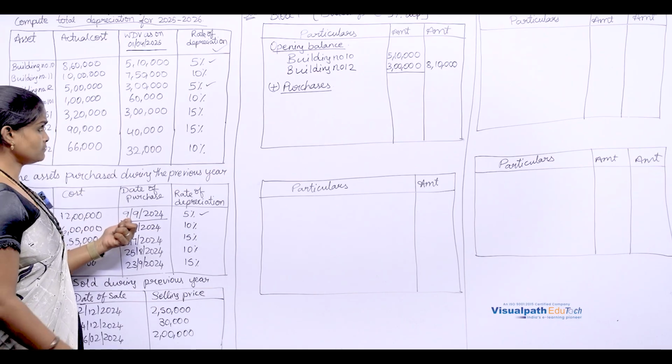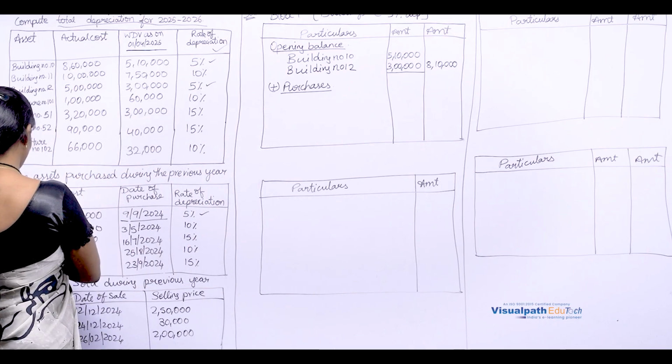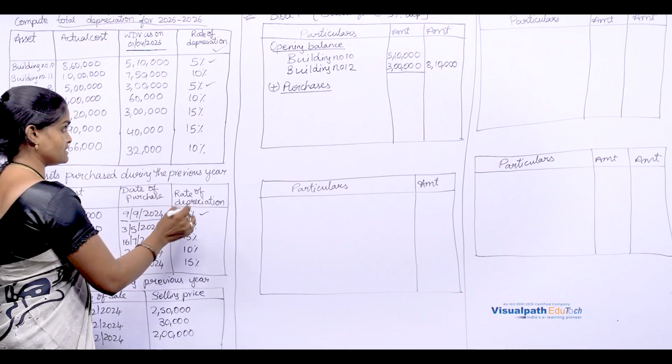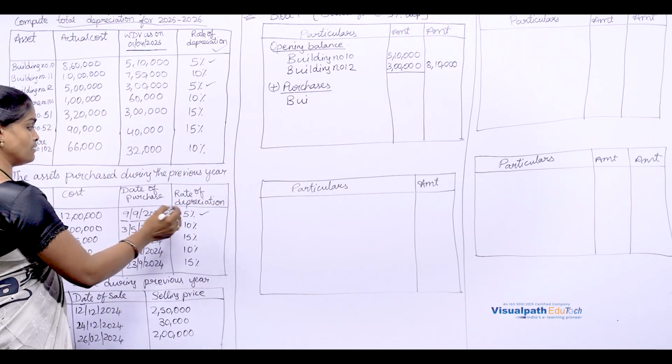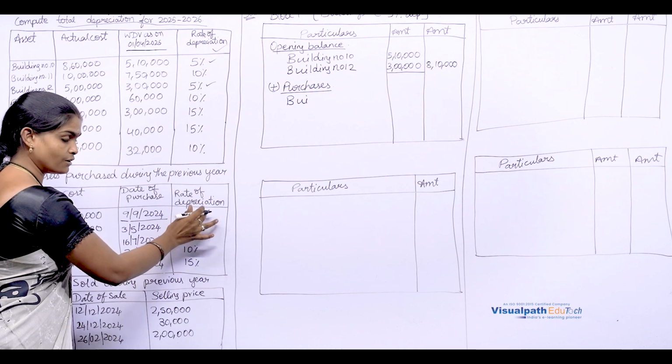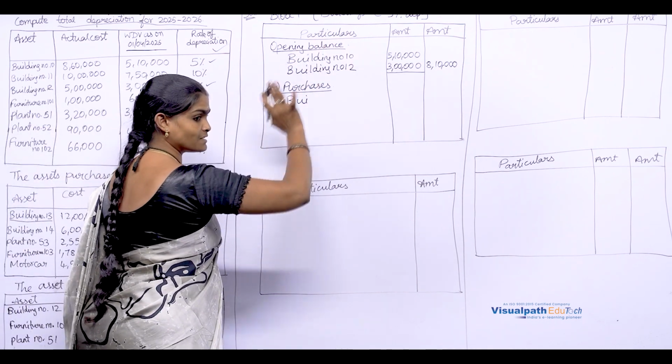Now, building number 13 is being purchased. Why we are taking only building number 13? Because 5% rate is given. We are doing only for 5% block.